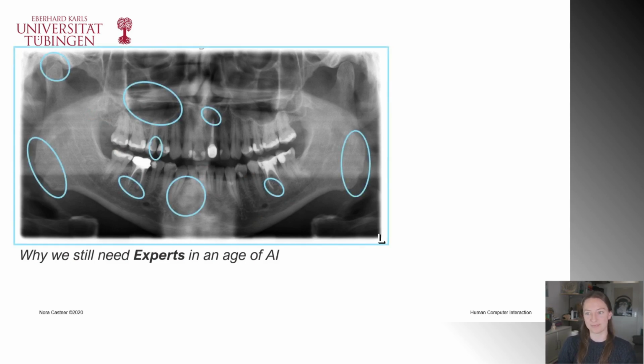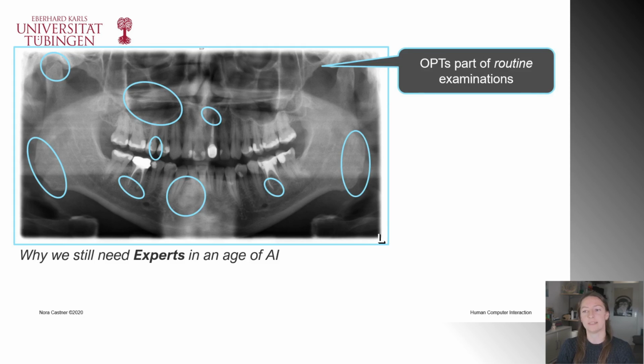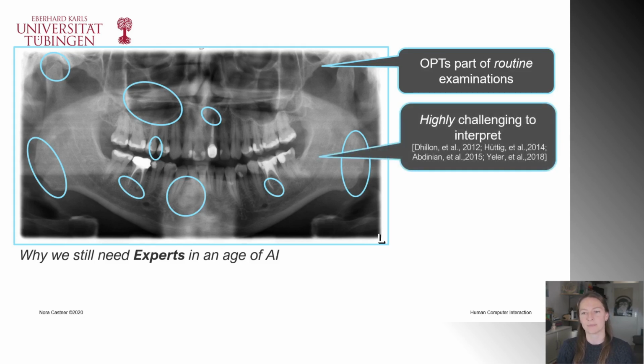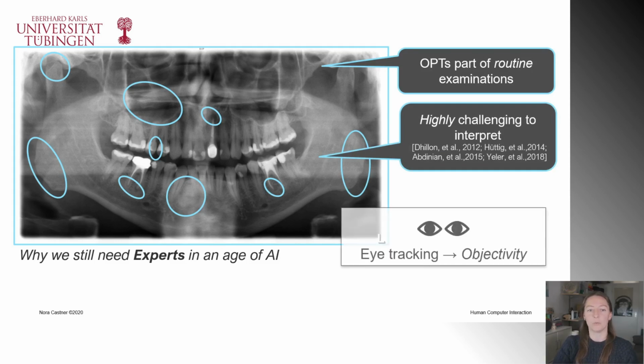However, there are actually quite a few, and of varying difficulty. And though these images are part of routine examinations for dentists, they're still very difficult to interpret. And in order to understand how professionals interpret these images, we can use eye tracking as an objective measure. This way, expert cognition can offer support for student training or even AI development.